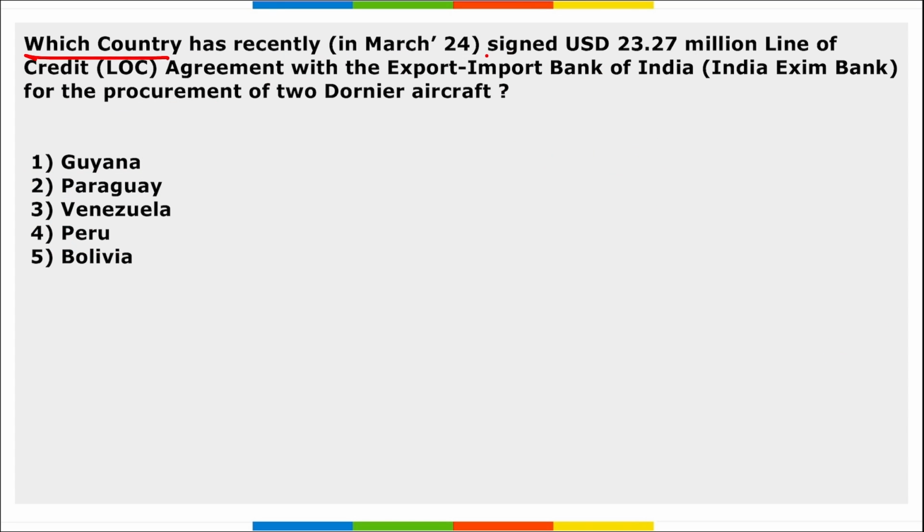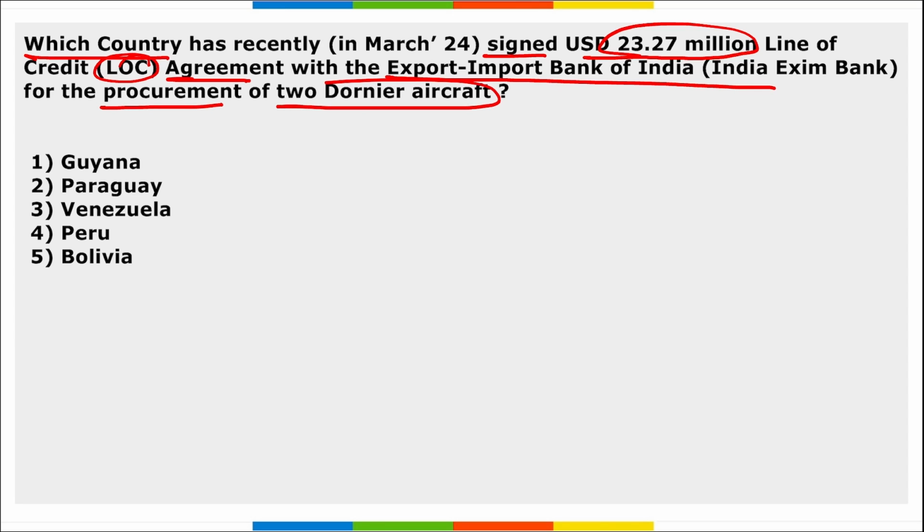Next, which country has recently signed a $23.27 million line of credit agreement with Exim Bank, that is Export Import Bank of India, for the procurement of 2 Dornier aircraft? See, the Dornier 228 aircraft is a surveillance aircraft, and this was the aircraft that was gifted by the government of India to Nepal, right? So which is that country that has recently signed an agreement worth $23.27 million with Exim Bank for Dornier 228 aircraft? It is Guyana.